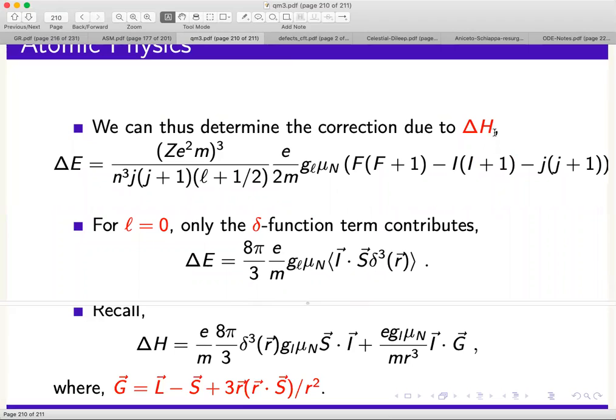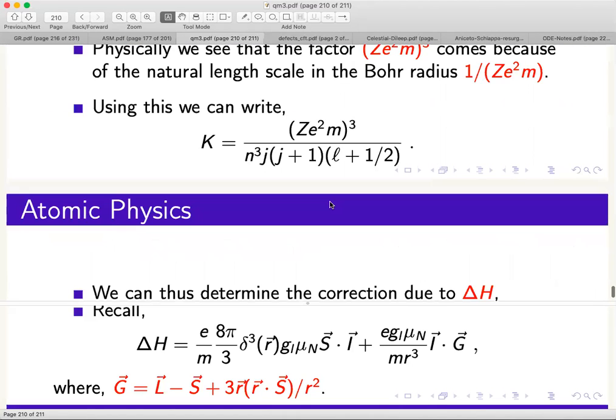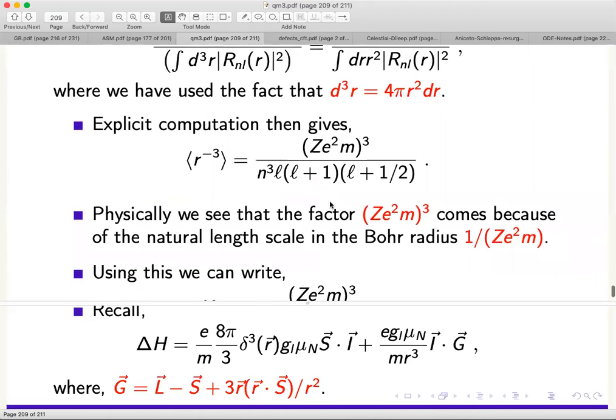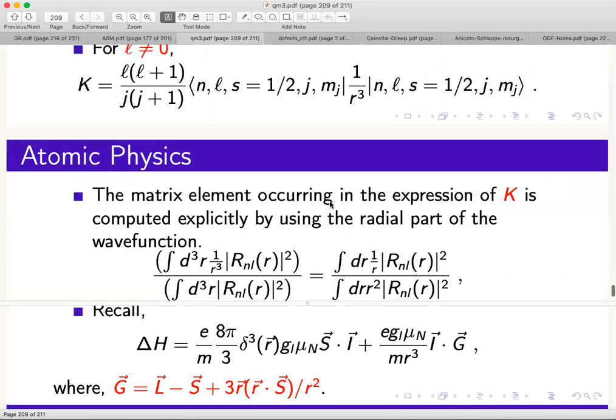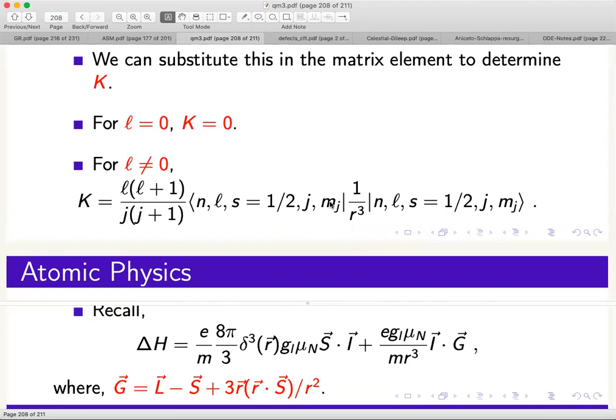I should have written delta H2 actually. I should have written only H2. Correction due to H2 is this. Yeah, that is fine. If you could go back above, we were arguing that for L equals 0, K is 0. Yes. I mean, that is coming from that L square does not act on the L equals 0 state, and that will give us 0.